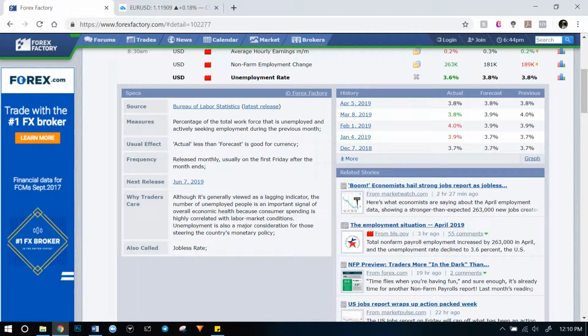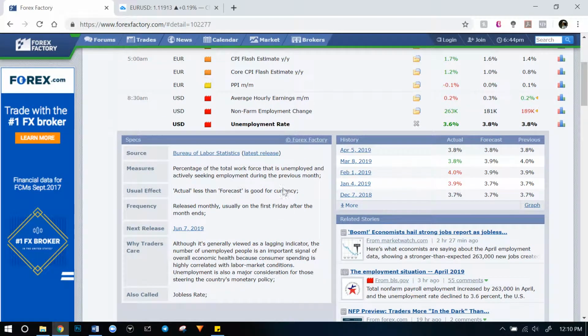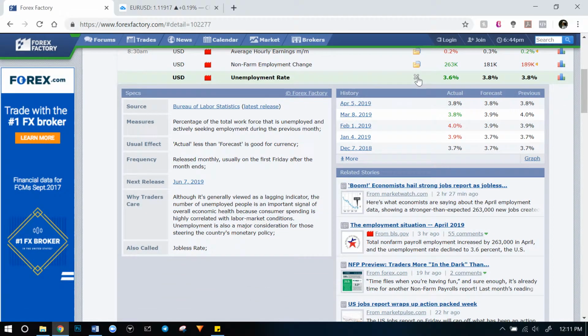Why traders care? It is a lagging indicator. So many of these things are lagging indicators. The number of people unemployed is an important signal of overall economic health because consumer spending is pretty much correlated with market conditions. Unemployment is a major consideration for those steering the country's monetary policy. So unemployed people don't have that much to spend on consumer products. Because there are fewer consumer products being sold, there is less money flowing in the economy. Also called jobless rate.